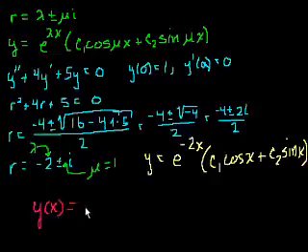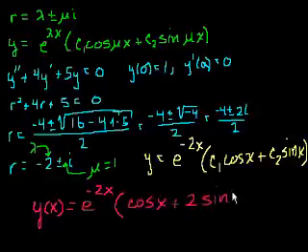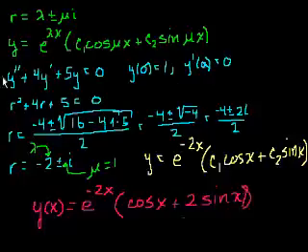this was the general solution, e to the minus 2x times, we solved for c1, we got it equal to 1, so we can just write cosine of x. And then we solved for c2, we figured out that that was 2, plus 2 sine of x. And there you go. We have our particular solution to this differential equation with these initial conditions.